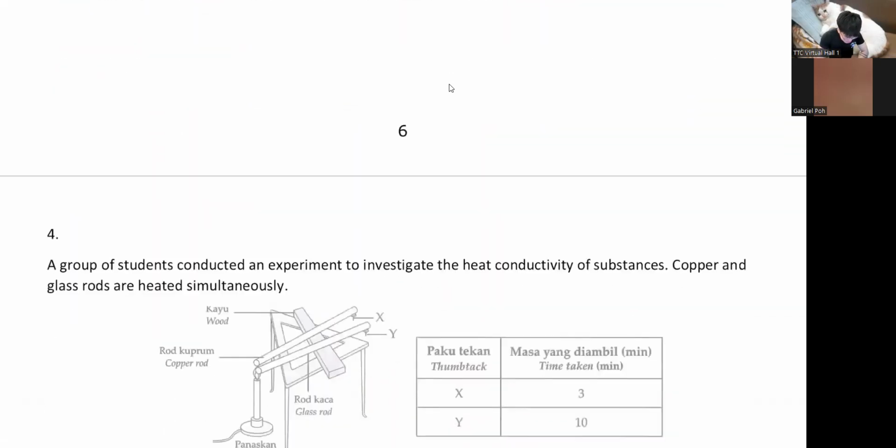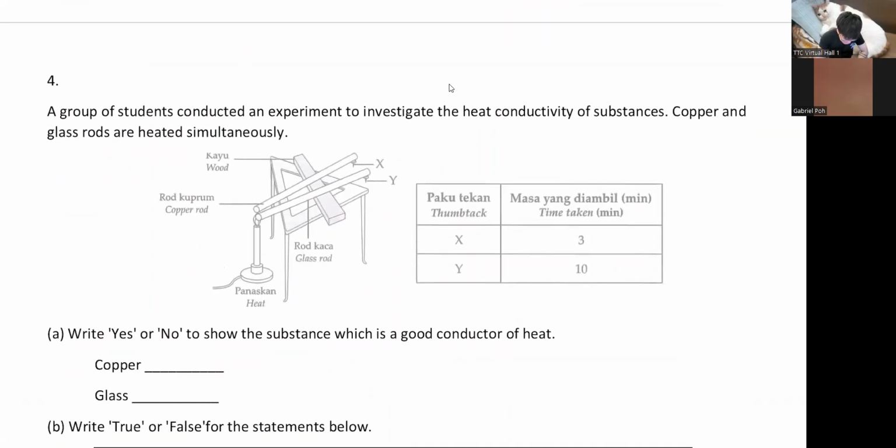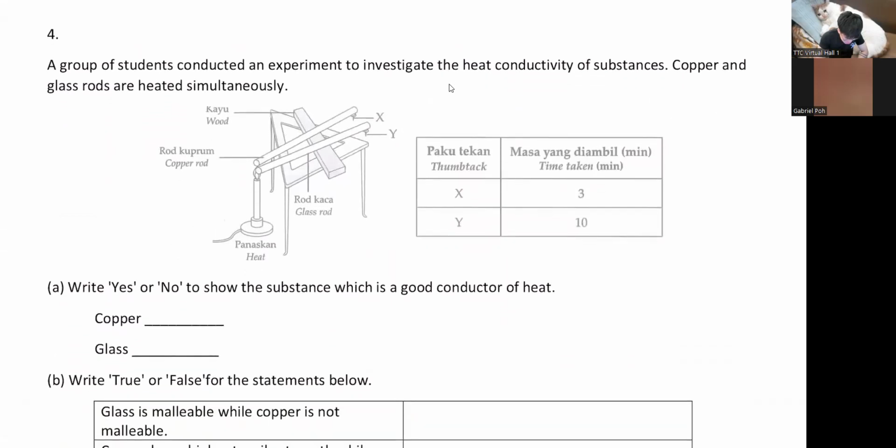Okay, next, moving on. Let's go to number 4. Oh, what an easy question.